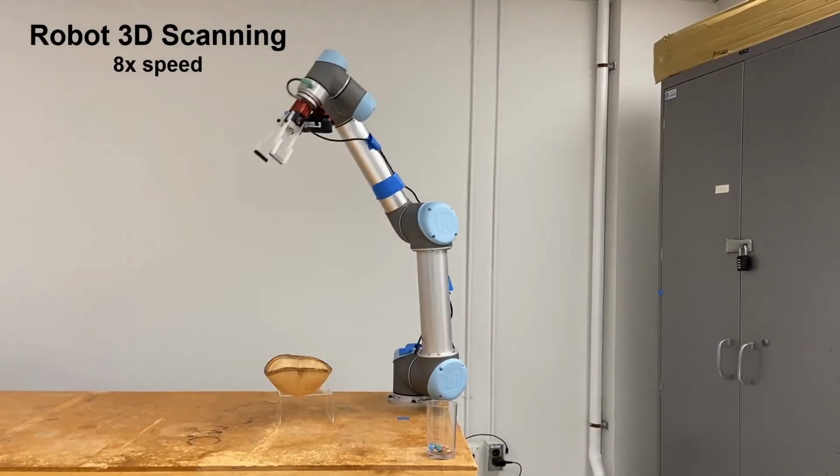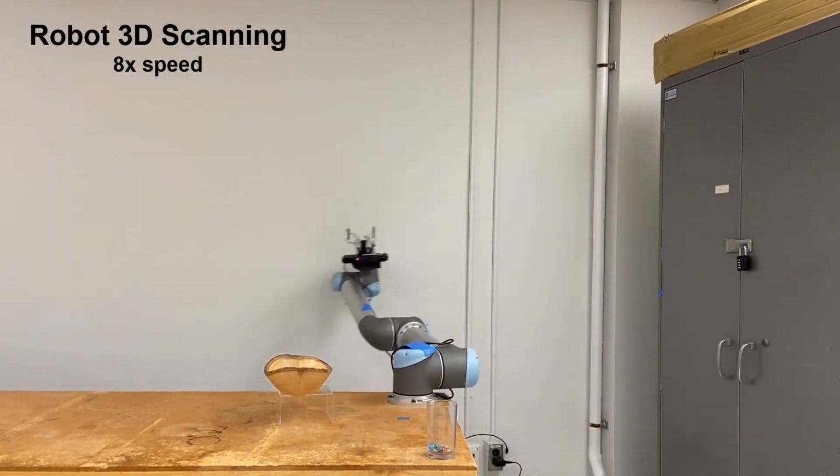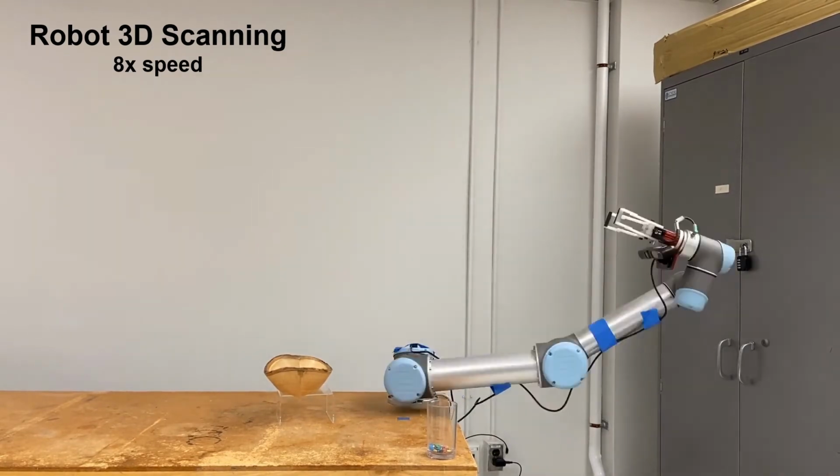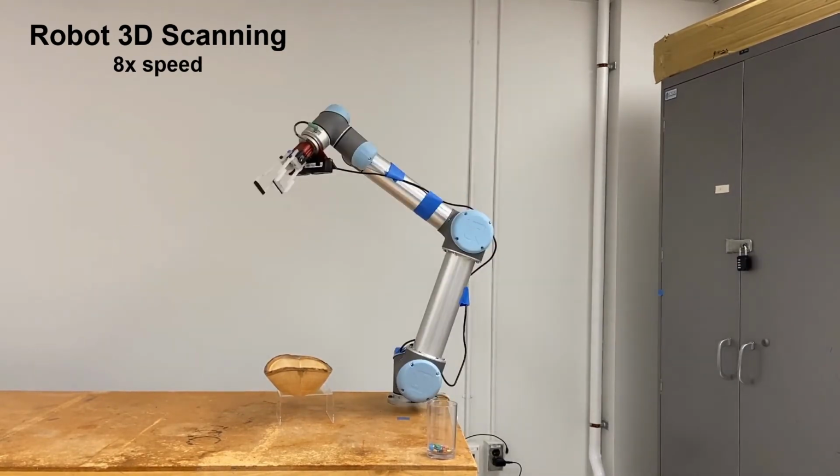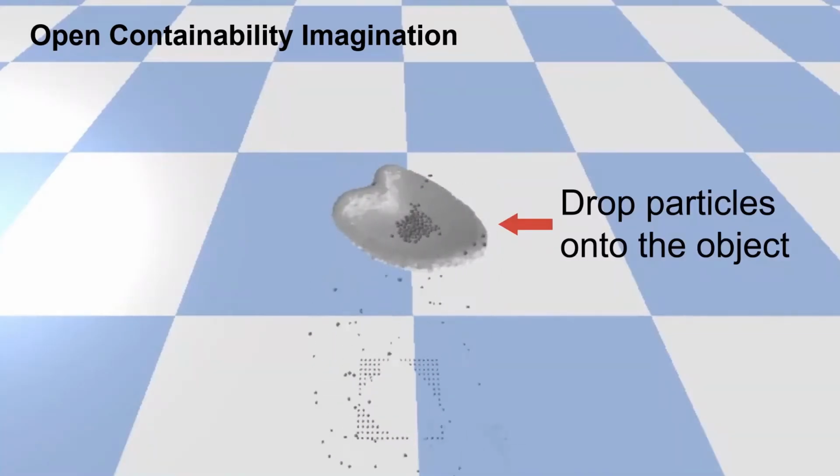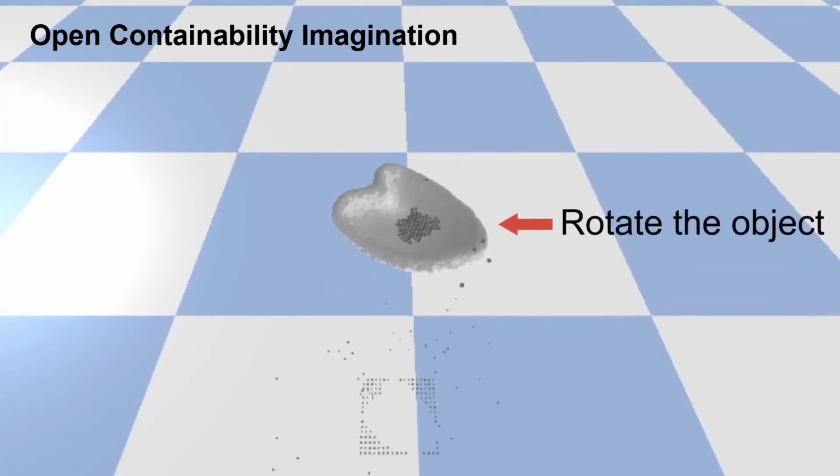The robot moves to 24 predefined poses to capture depth images for reconstruction of the object 3D model. In open containability imagination, the robot simulates dropping particles from above the object and checks if the particles can be retained therein under small perturbations. Small perturbations are introduced by rotating the object and adding horizontal force fields.